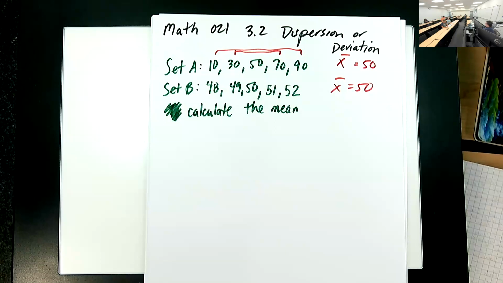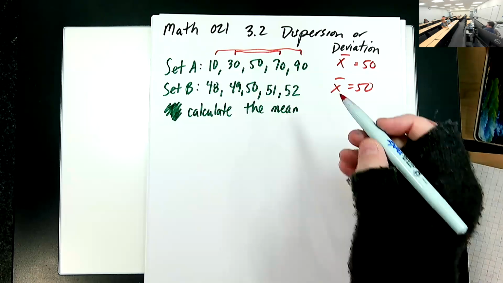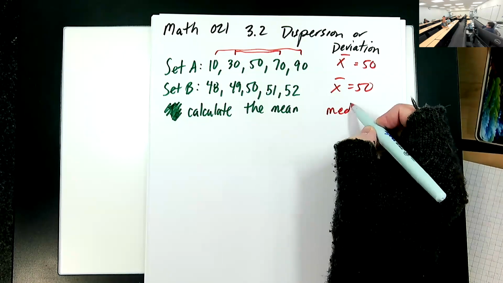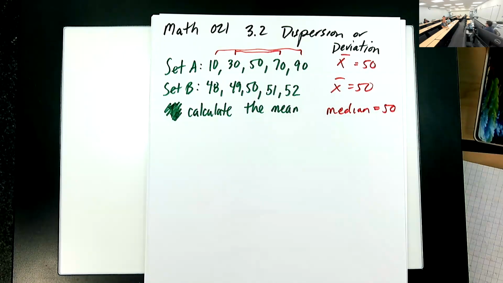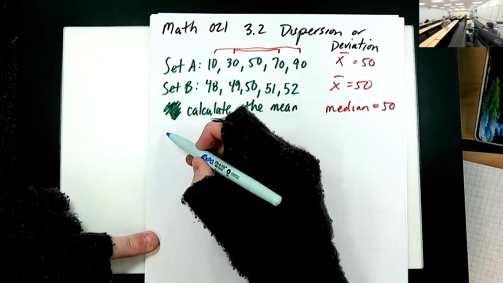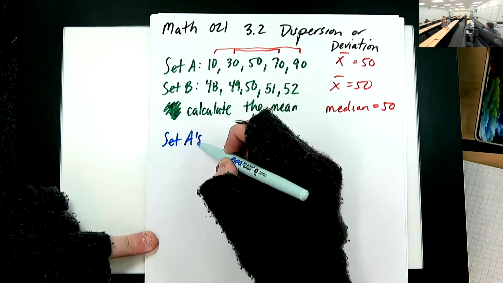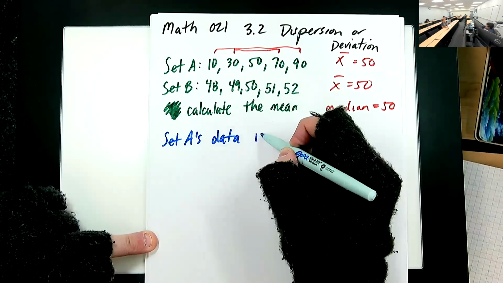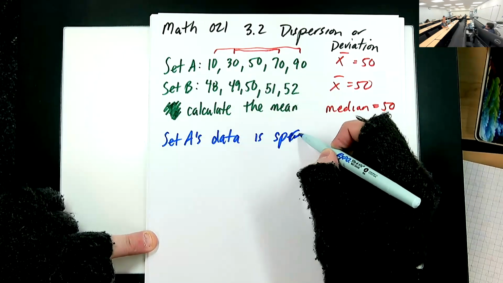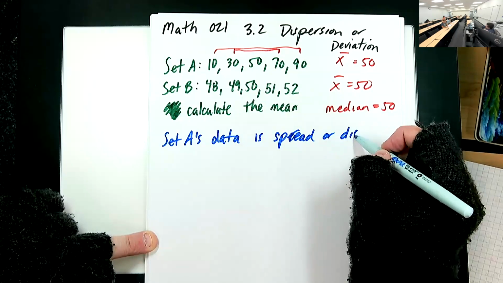But if we look at the data, clearly that mean doesn't really mean a whole lot, does it? It's also the median on both. The median's 50 for both also. So clearly the center of the data doesn't tell us everything. So this leads to the idea of dispersion. We can see from above, set A's data is spread out or dispersed more.